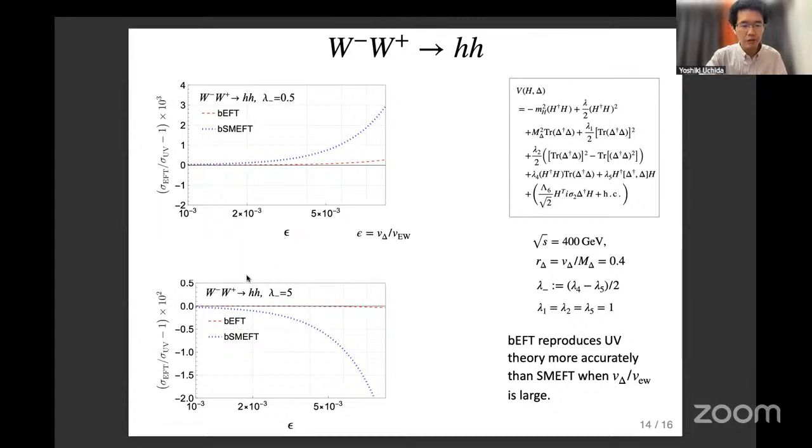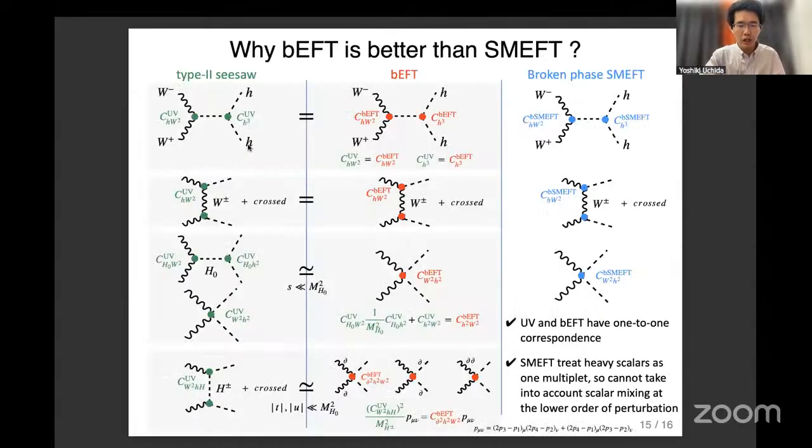So this is the same figure, but the horizontal axis is now epsilon. Epsilon is the VEV ratio between the triplet VEV and the electroweak scale. And even in this case, we can see that the broken phase effective field theory describes the UV theory much more accurately than the broken phase SMEFT. Okay, so in this last slide, I will describe why the broken phase effective field theory is much better than the SMEFT.